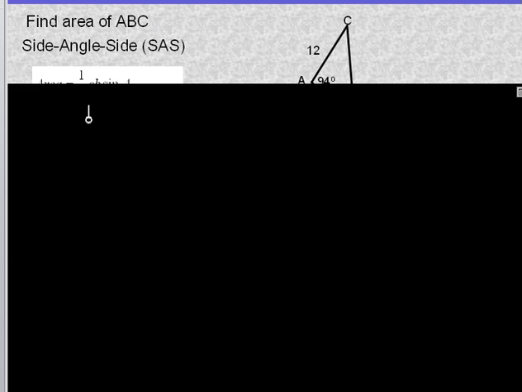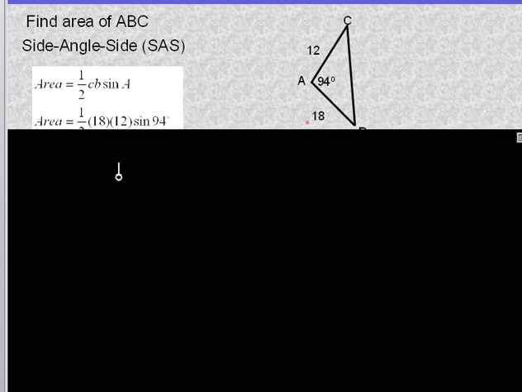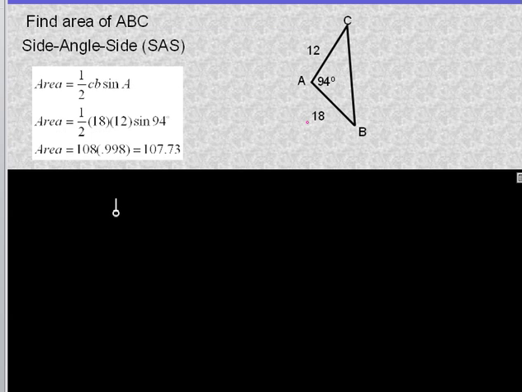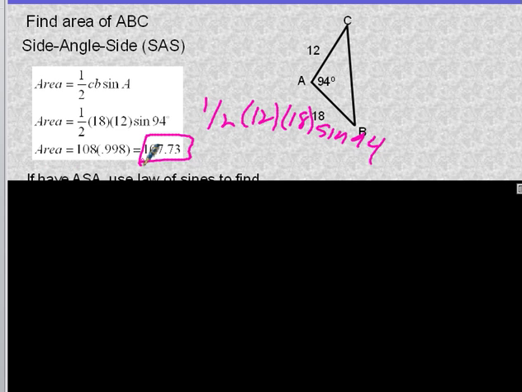All right, example, find area of ABC. So it's a side angle side, so we have two sides and the included angle, so we can basically just plug it into the formula. It's going to be 1/2 times 12 times 18 times the sine of 94. Pretty simple, and you're going to end up with 107.73 units squared.